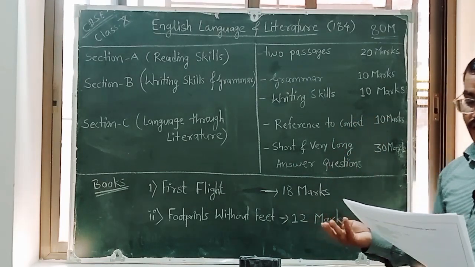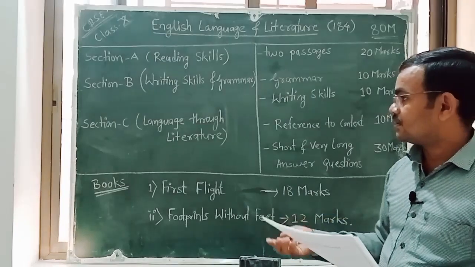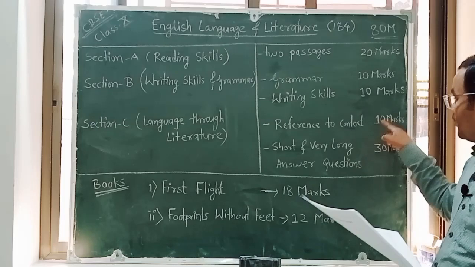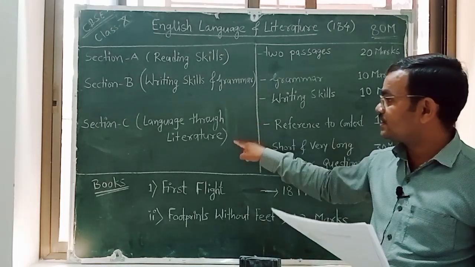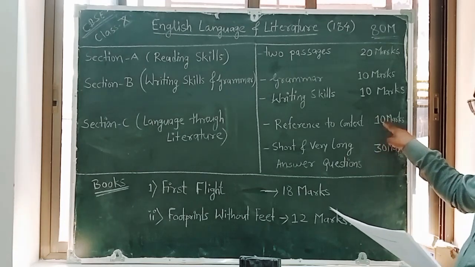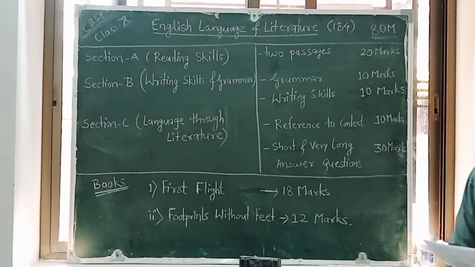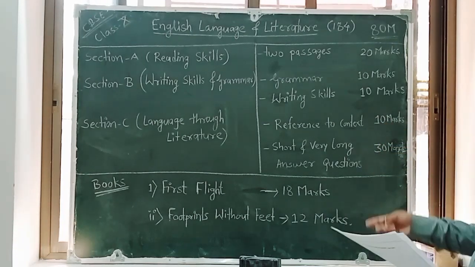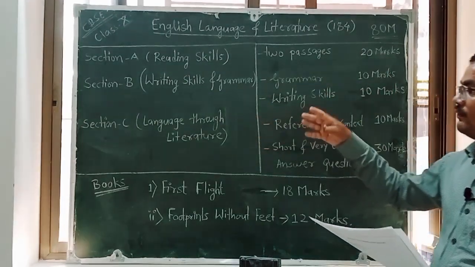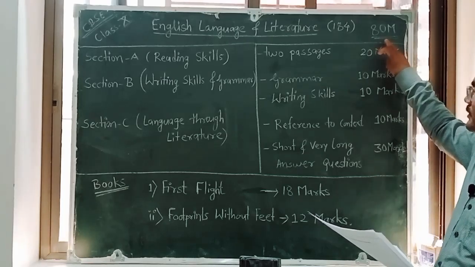Section C is language through literature, and it is of 40 marks. Language through literature is of 40 marks, that is 10 plus 30. So these three sections will be of totally 80 marks.